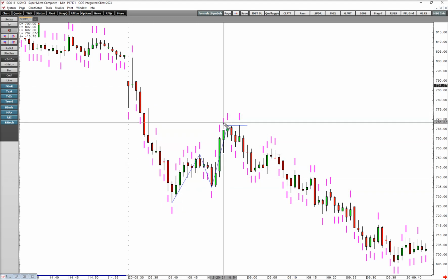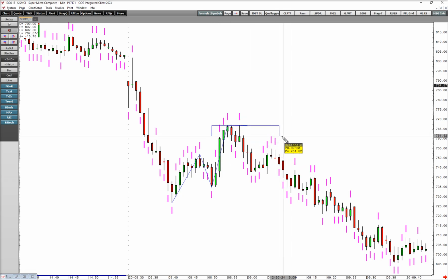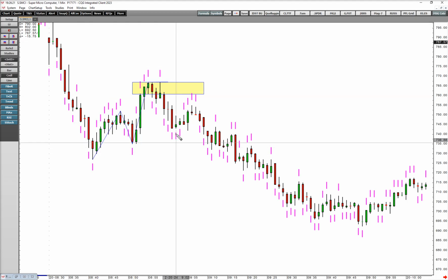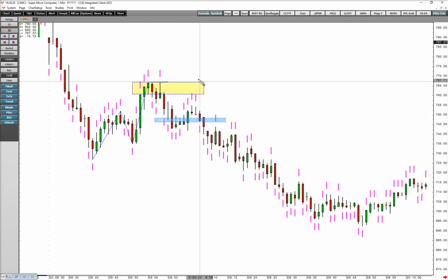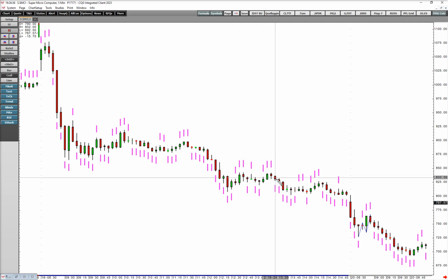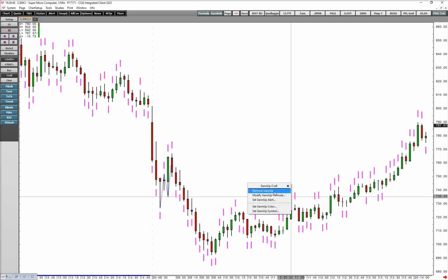And if you were to have shorted this structure, which I didn't do because my macro picture was to look for a place to get long after that big down day on Friday, but if you had done that, this would have been easily an 8-to-1 or 10-to-1 trade there. Now, when we actually got some traction to the long side was after the 5-minute U-turn.